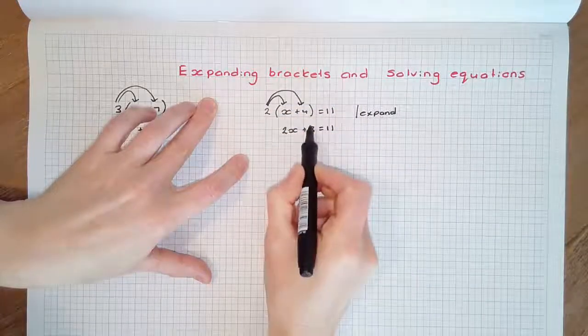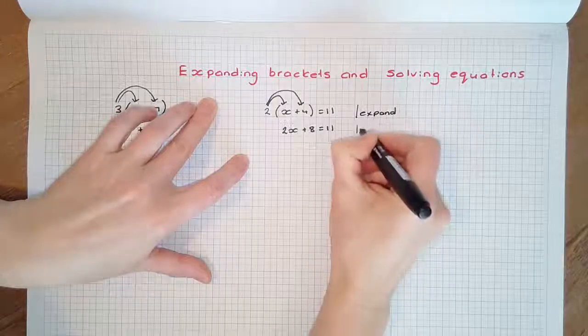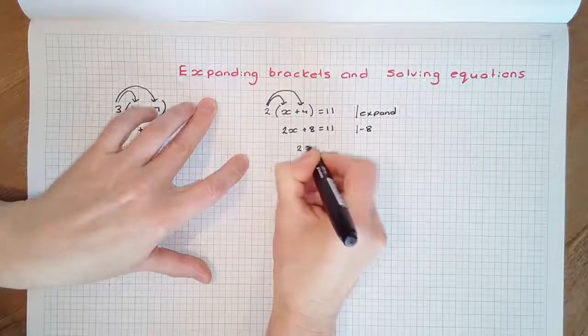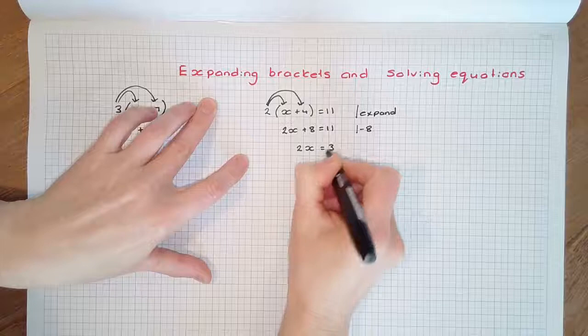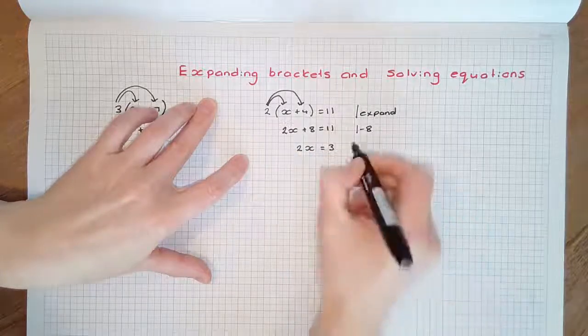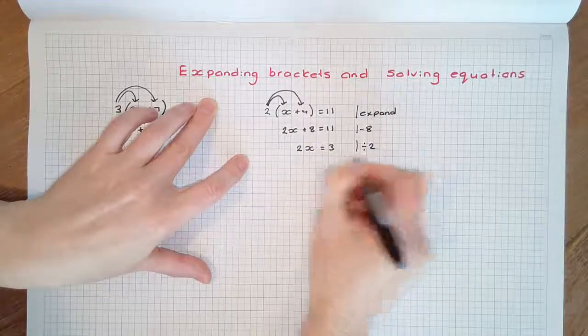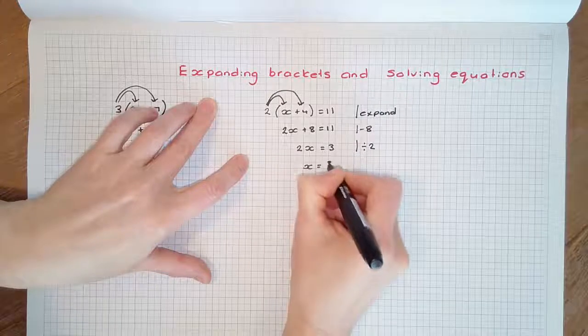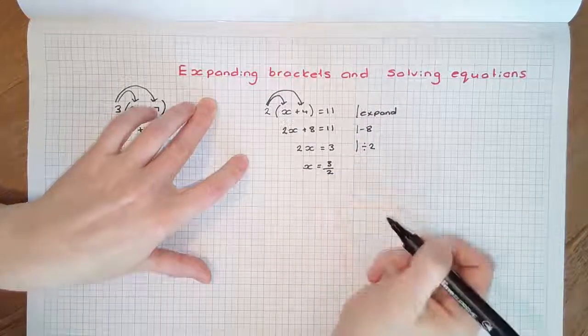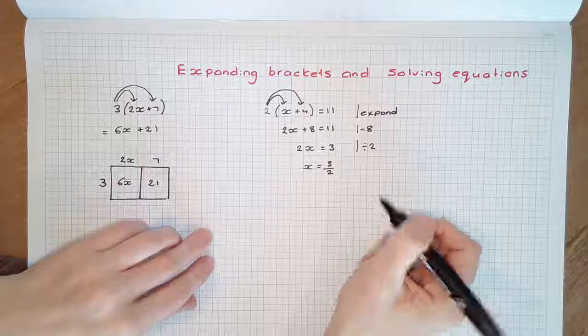Now we'll do the inverse operation of adding 8, which is subtracting 8. We get 2x equals 3, and the inverse of multiplying by 2 is dividing by 2. So we get our final answer as 3 on 2. Please leave your answer in fraction form.